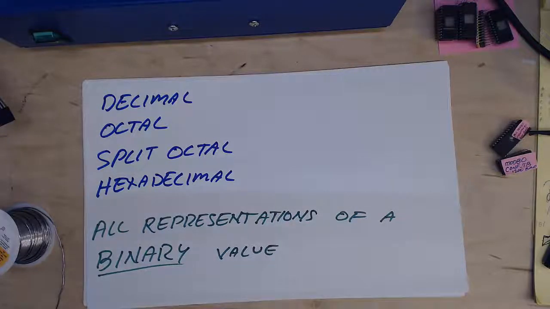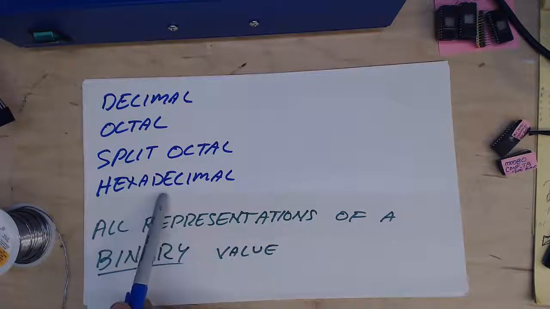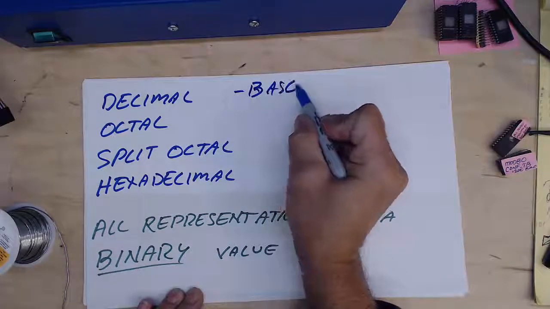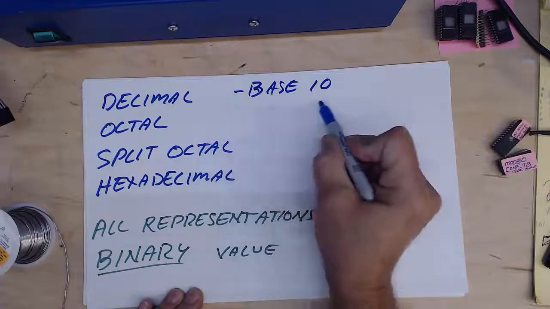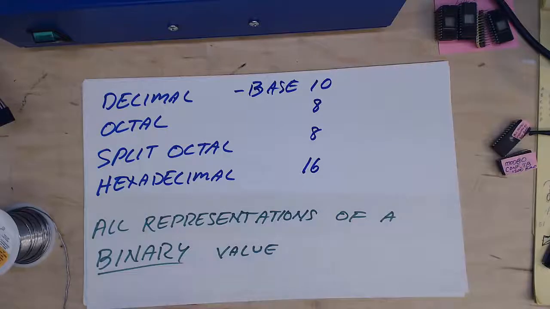Today I wanted to talk a bit about how we represent binary values. When we represent binary values, just purely for convenience, we typically use either decimal, octal, split octal, or hexadecimal. By decimal, of course, we mean base 10, octal is base 8, split octal is also base 8, and hexadecimal is base 16.